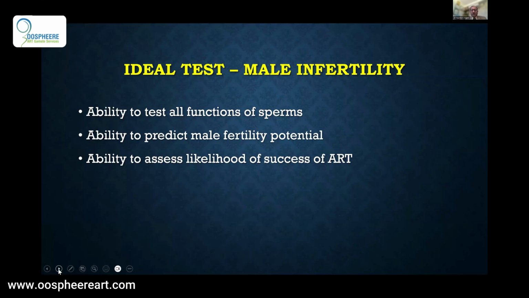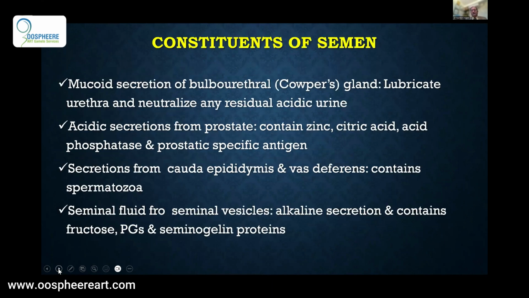Now, when it comes to evaluation, our expectations from an ideal test are, first, the ability to test all functions of the sperm. Second, it should be able to predict male fertility potential, so not only does it diagnose the problem, but it helps us project what potential he will have in creating a fertility. And third, it has to have an ability to assess the likelihood of success of ART. So do we have such tests?